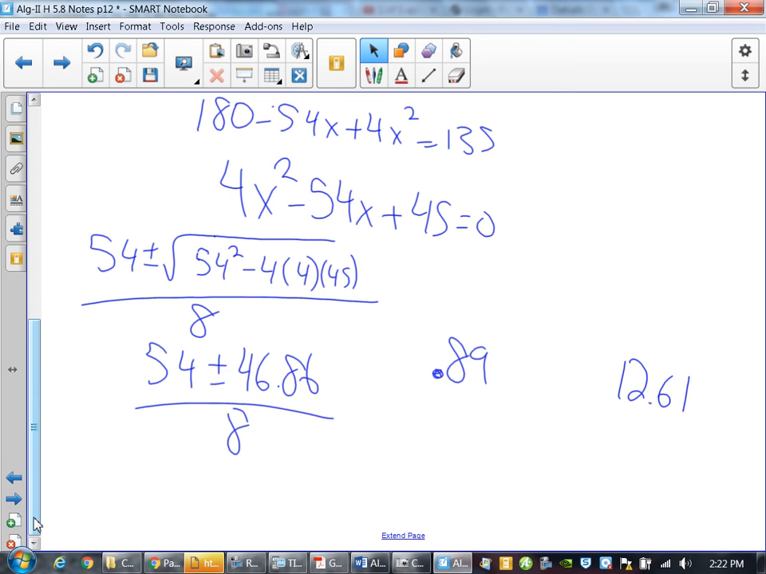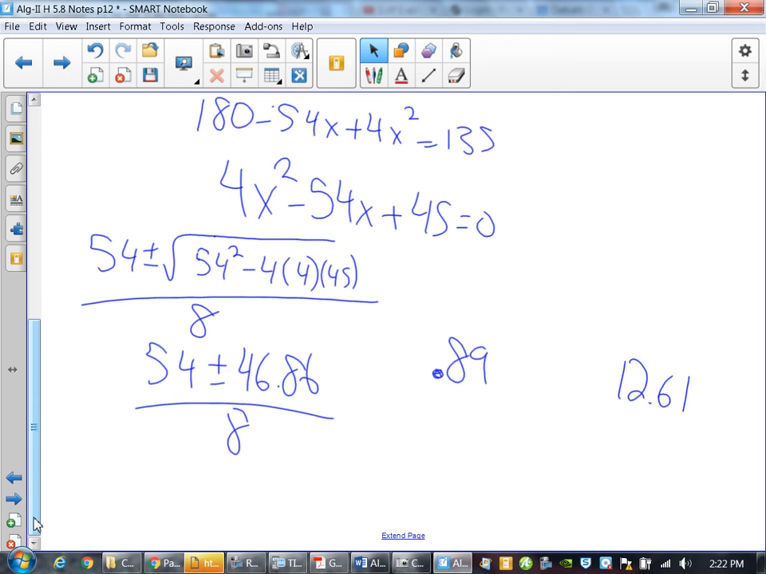Exactly. You have to throw out the 12.61, guys. Here's my wall. My wall is 12 by 15. Here's my border. Can my border be bigger than my wall? No. 12.61 means your border is 12.61. The wall's width is only 12. It's too big. It doesn't work. You have to throw it out.